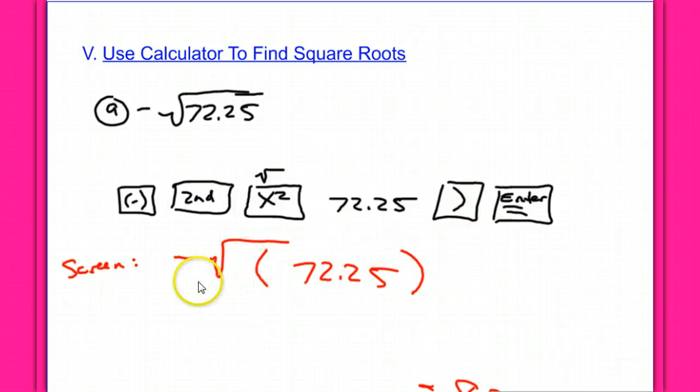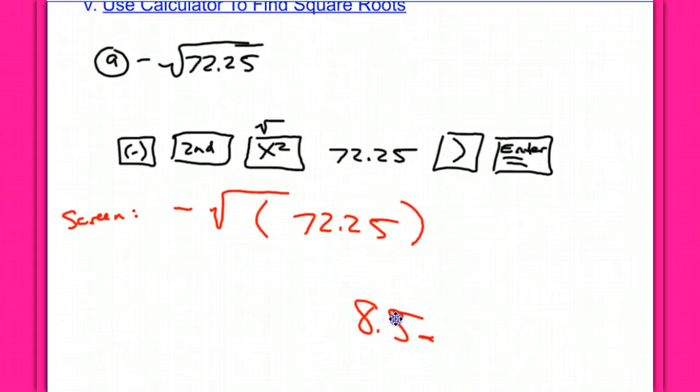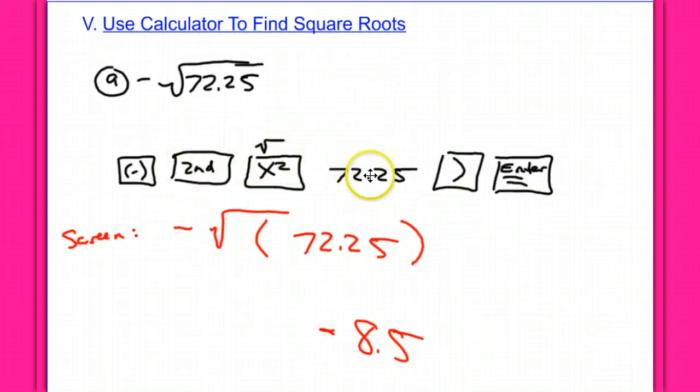And when you do, you will get the negative square root of 72.25, which is negative 8.5. Okay, so make sure that your screen looks like this as you're entering these pieces of the expression, and you can take the square root of a number using your calculator as long as you know how to use the second function and the radical sign.